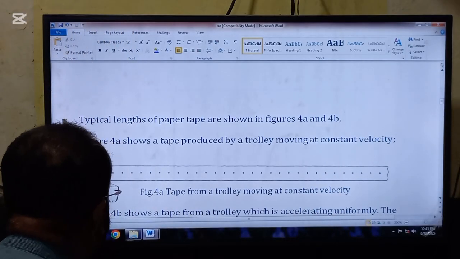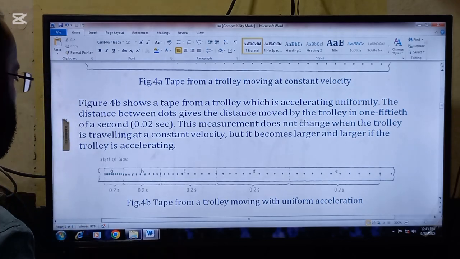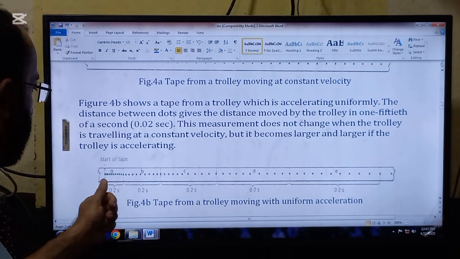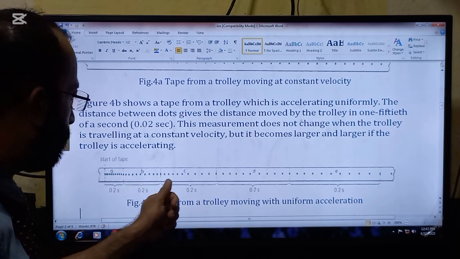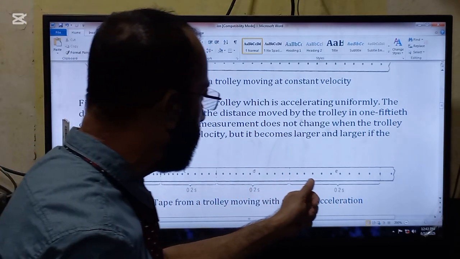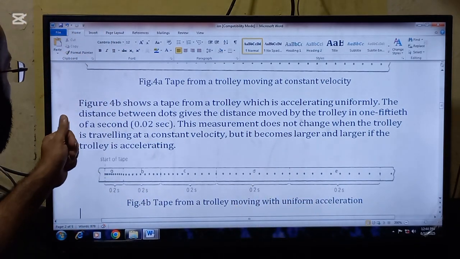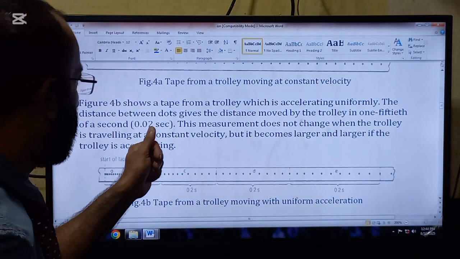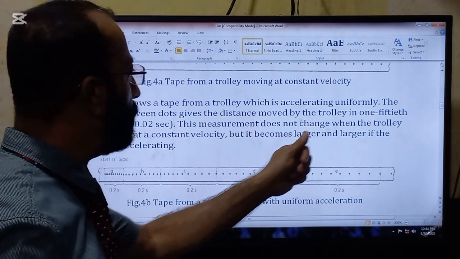But in figure 4b, if you look at the starting, the dots are very close to each other, then the distance increases, then further increases, then further increases, then further increases. It means the trolley is accelerating. So figure 4b shows a tape from a trolley which is accelerating uniformly.